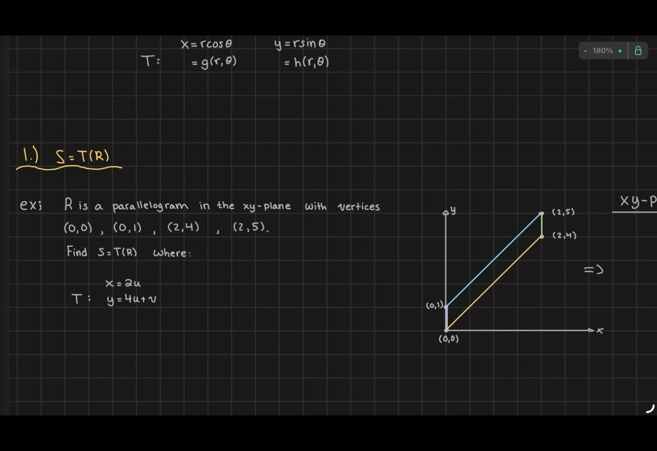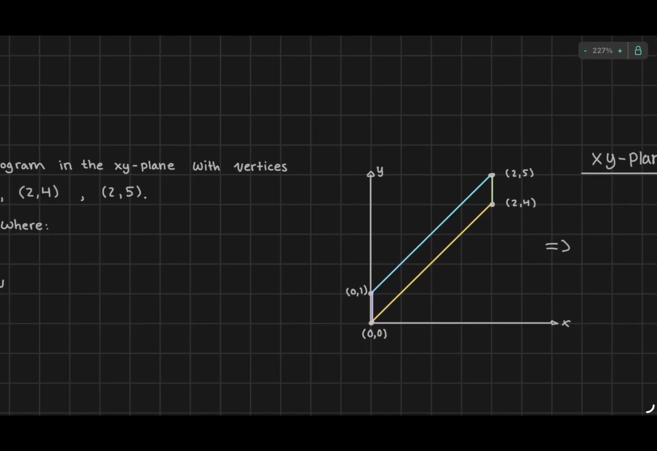The first example states: R is a parallelogram in the xy plane with vertices (0, 0), (0, 1), (2, 4), (2, 5). Find S equal to T(R), where the transformation is x equals 2u and y equals 4u plus v. So I already took the liberty of graphing this out here, and it looks like we have a parallelogram here.